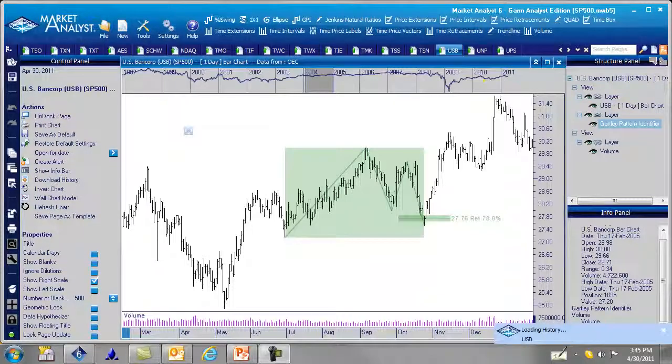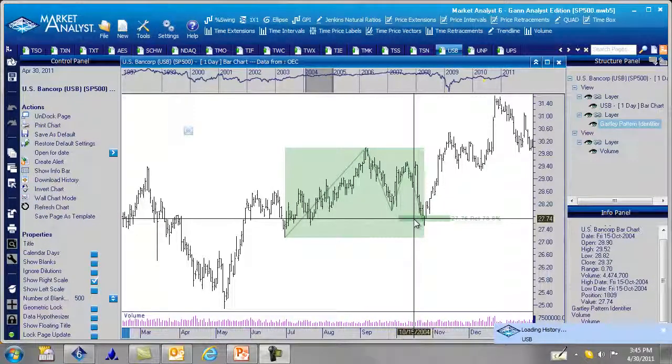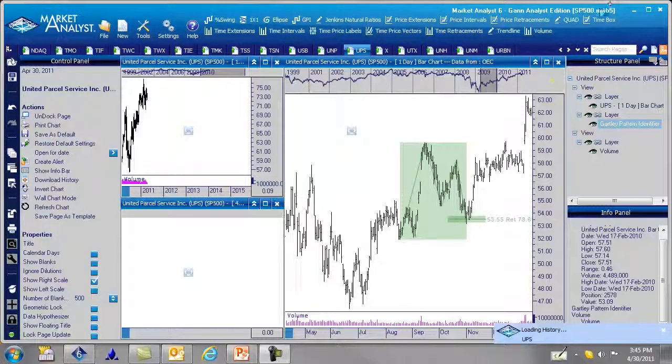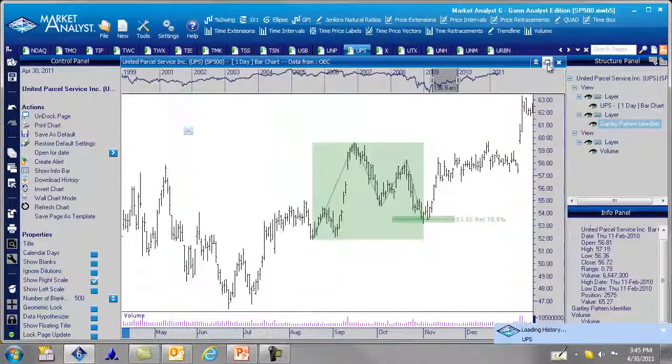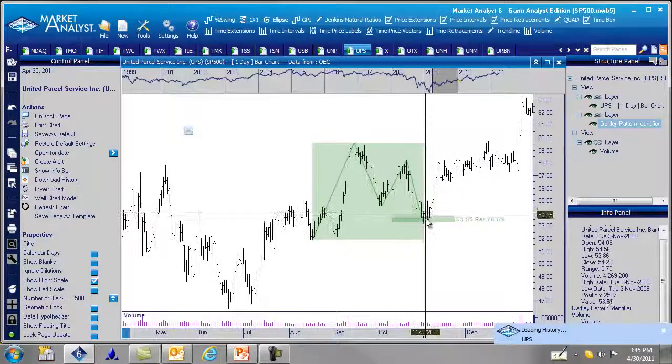U.S. Bank Corp, USB on the S&P 500, trend, counter trend. TCG 786. Let's look for another one. How about this UPS trade? Look at this one here. UPS, trend, counter trend. TCG 786, boom. Let's look for some more.